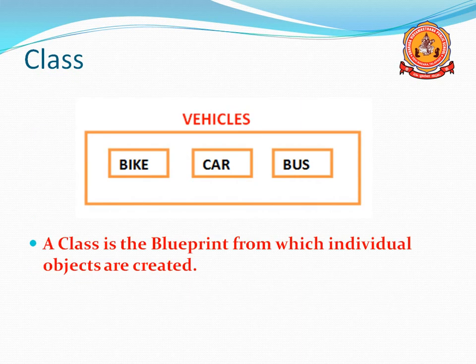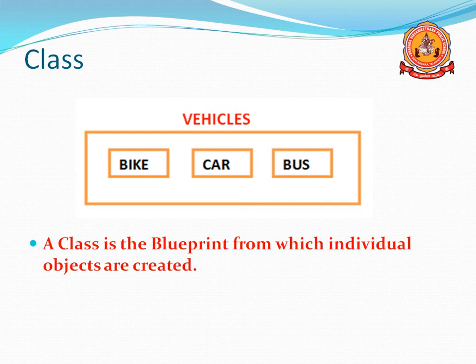Let's take one example. See, the same figure I took here: bike, car, bus. There are three objects which have the same properties, so I made them into a single group. That group I named vehicles, so you can say that is a class. Vehicle is a class. Bike, car, bus are known as objects.